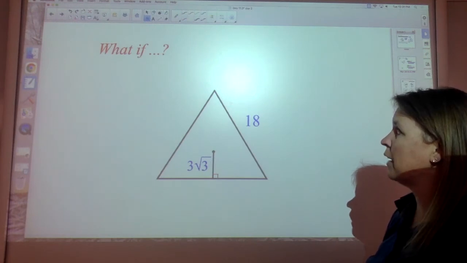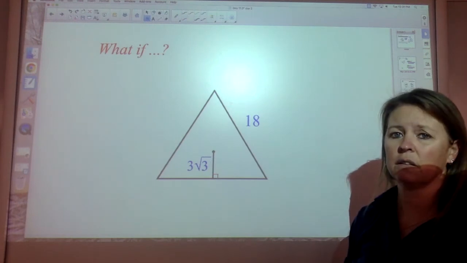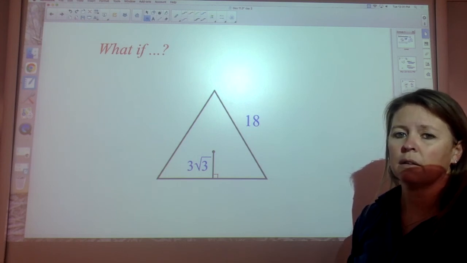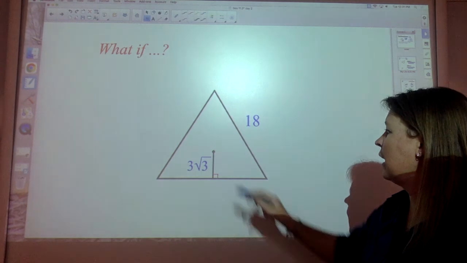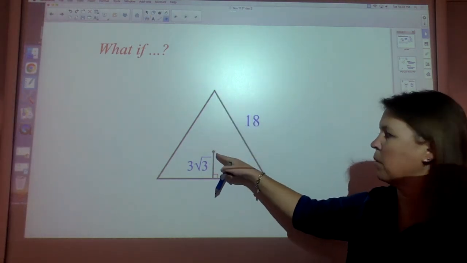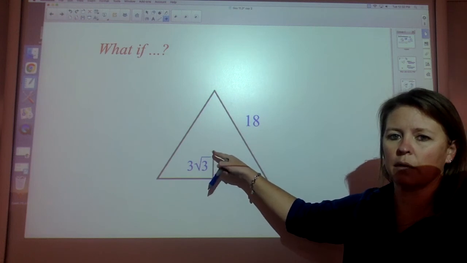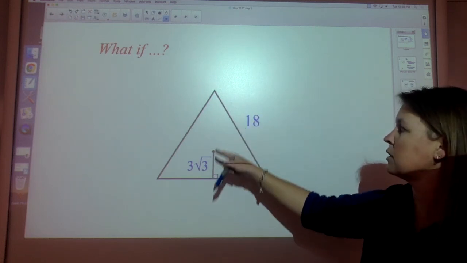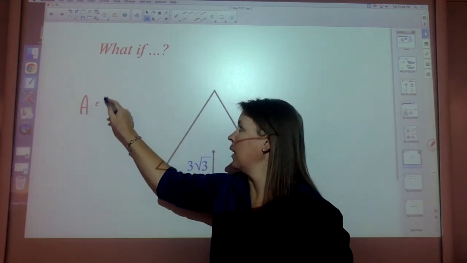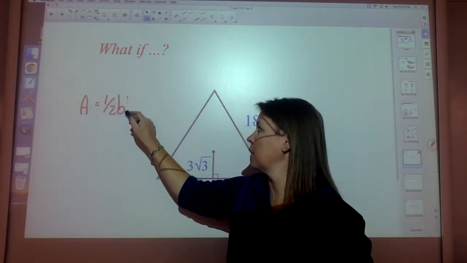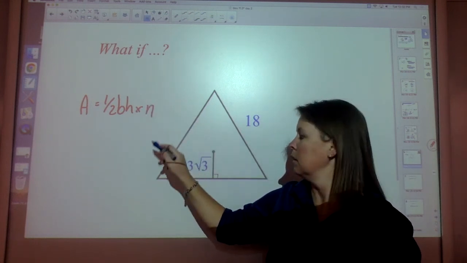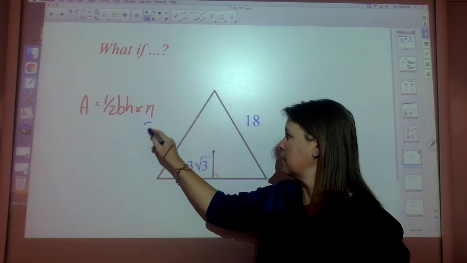What if they give you a triangle that looks like this? It's like, no, I just want to do half base times height. Okay? You can't do the height of this because that's not at the halfway point. At no point did they tell you this was halfway. But you treat it just like a regular polygon. Regular polygon, area equals half base times height times number of sides. This is an equilateral triangle. So we know our number of sides is 3.